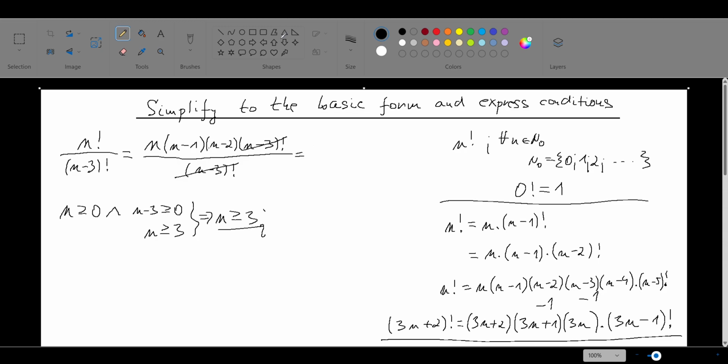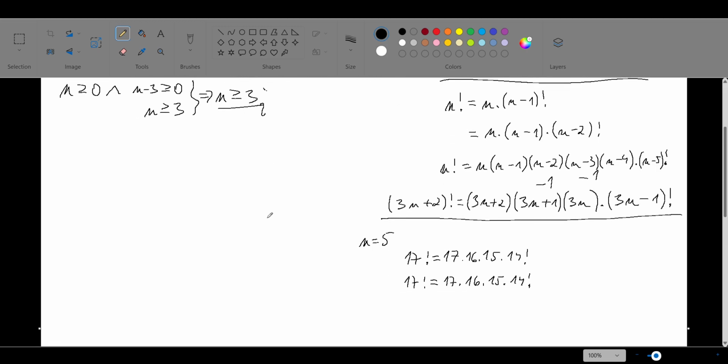And if you want to play around, I will write the result of the multiplication of these three expressions. You should probably try it on your own and find out that this multiplication, which is n times n minus 1 times n minus 2, is really equal to n cubed minus 3n squared plus 2. Okay, so you try on your own and just check with this answer.